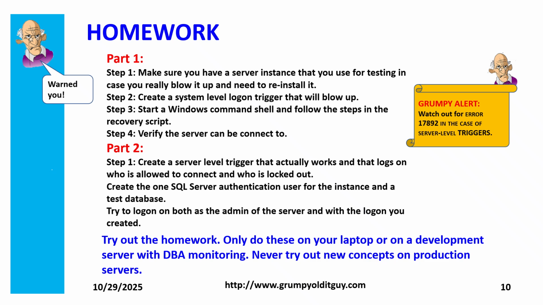Then in part 2, just create a server level trigger that actually works and that controls which logons are allowed to connect and who is locked out. Create that one SQL Server authentication user for the instance in the test database, and then try to log on both as the admin of the server and the login. Your trigger should have some sort of mechanism that inserts into a log table all the activity.